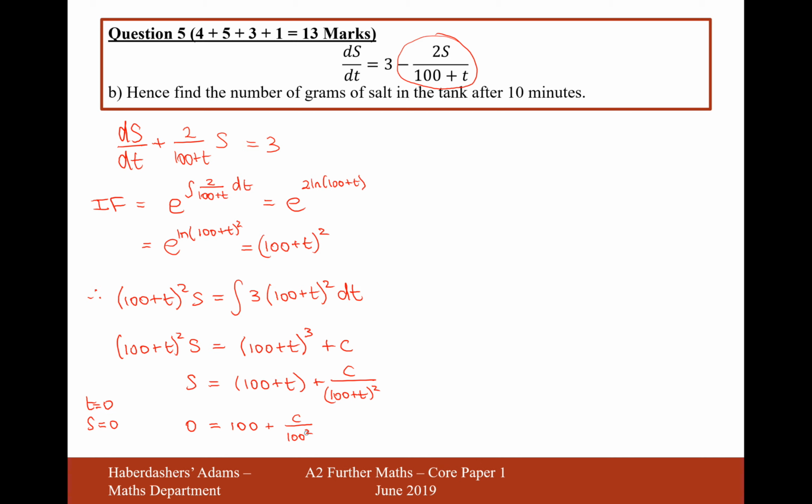So therefore 100 squared, we move that onto the other side, we're going to get c minus c over 100 and then another 100, so 10,000 I think, equals 100. Oh Jesus, this is going to be a million now, so minus c is going to equal a million, so c equals minus a million, so therefore s equals ((100 + t)^3 minus 1 million) over (100 + t)^2.